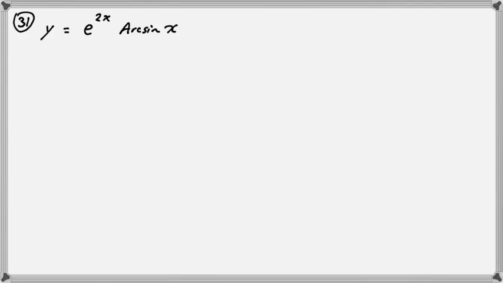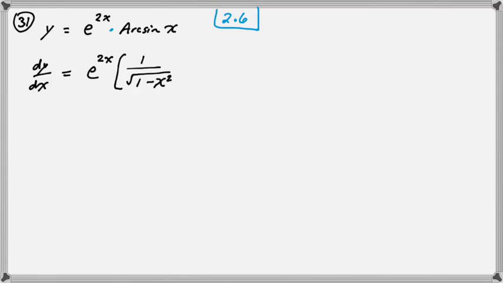These are some of the homework problems from section 2.6 in the Advanced Placement Calculus course. Here we have a product, so it's going to involve a product rule. To do the product rule in 31, I bring down e to the 2x times the derivative of arc sine, which is u prime over the square root of 1 minus u squared, plus the other way around.